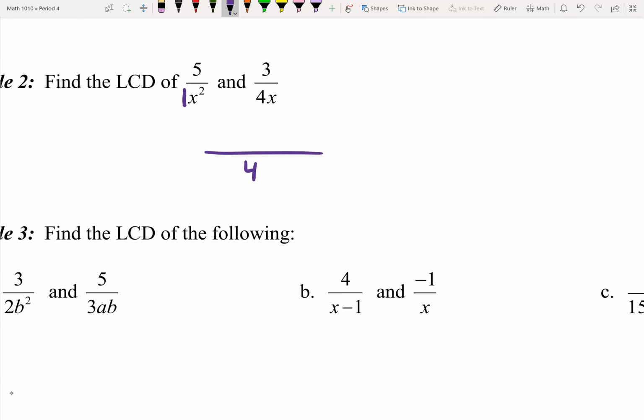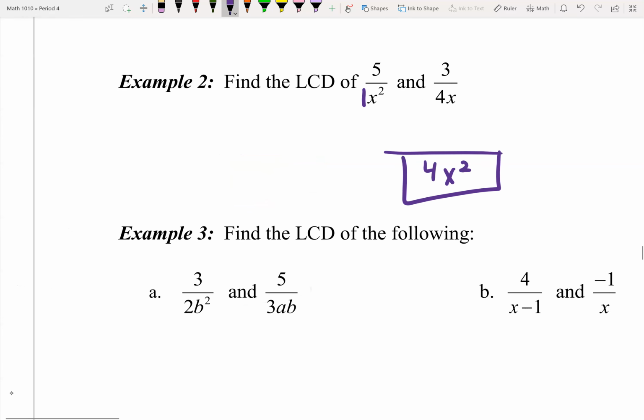Okay? Now, this guy has 2 x's and this guy has 1 x. I have to take the most x's that anybody has. So if this guy has 2 and this guy has 1, I don't need 3. Nobody has 3. How many do I need? 1. What's the most that anybody has? If this guy has 2, then I have to take 2 because someone has 2. That's your least common denominator.